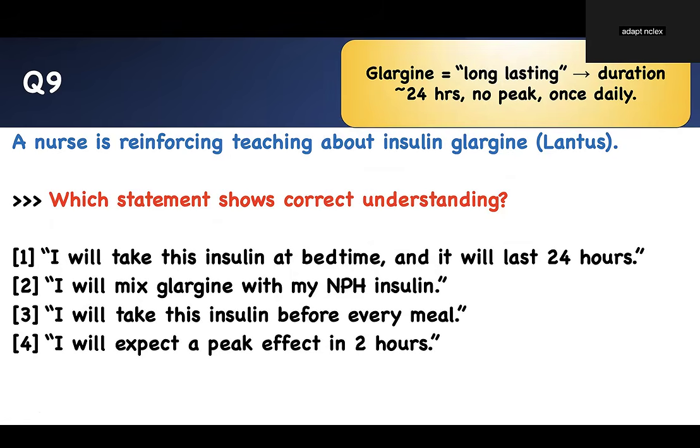What is the concept? Glargine is long lasting. It has no peak. It lasts for 24 hours and is given once a day. Therefore, you should not expect a peak at 2 hours. I will take the insulin before meals? You don't need to take it with a meal. You can take it with or without a meal. You don't need to mix it with NPH. The only thing that you can mix with NPH is regular insulin. Therefore, number 1 is the right answer.